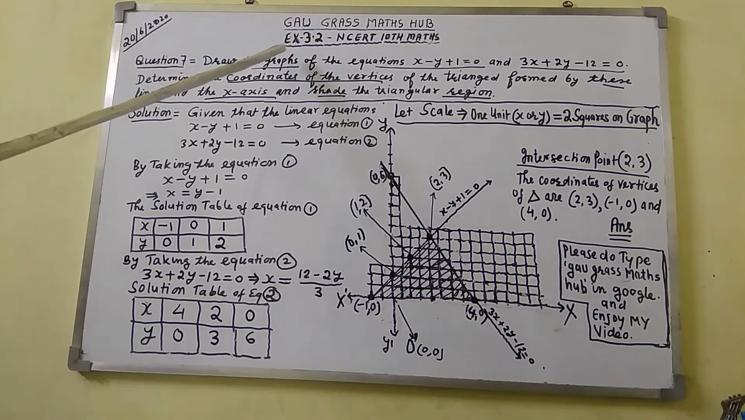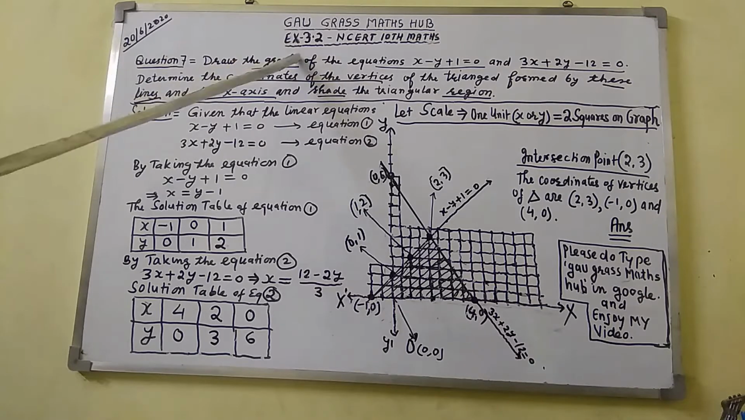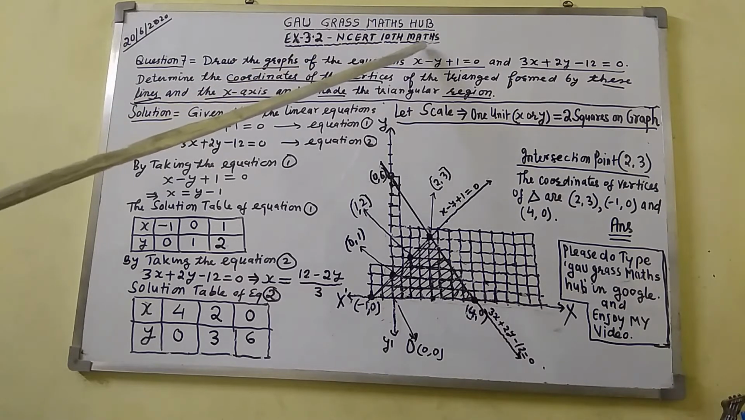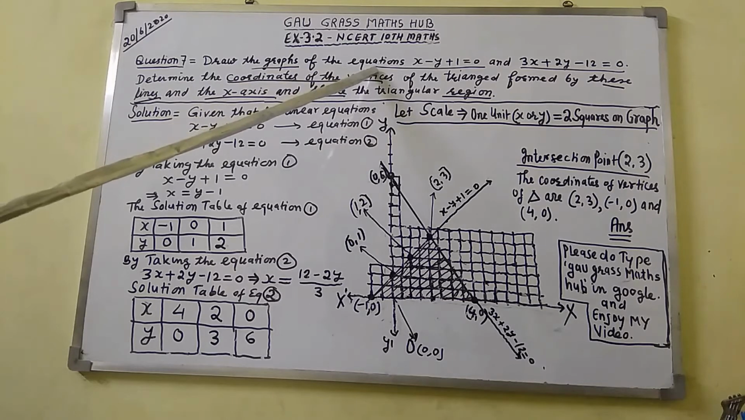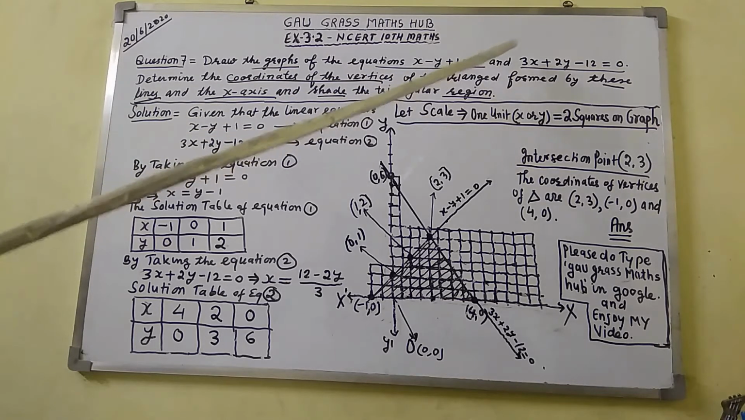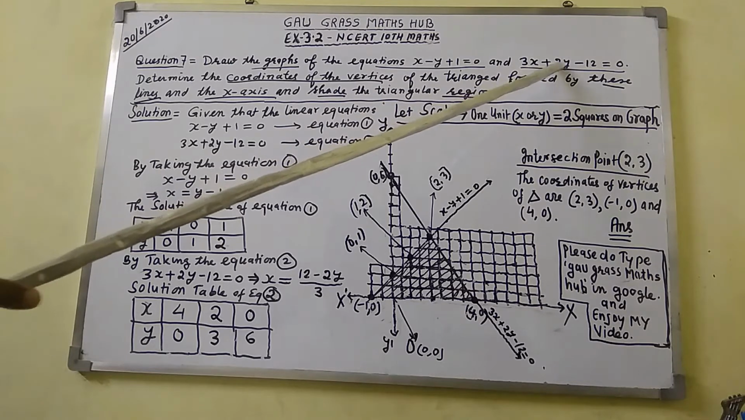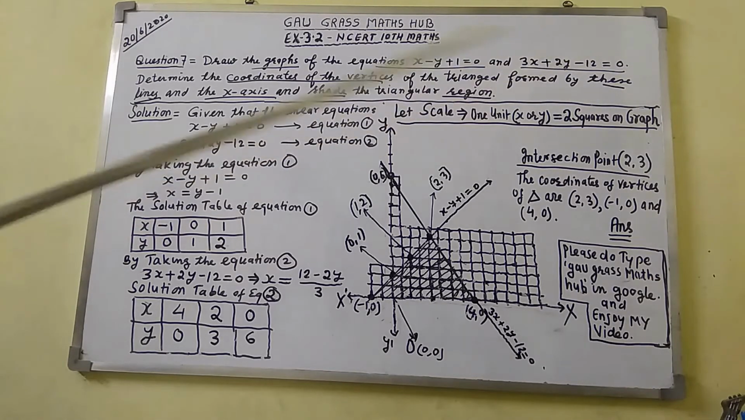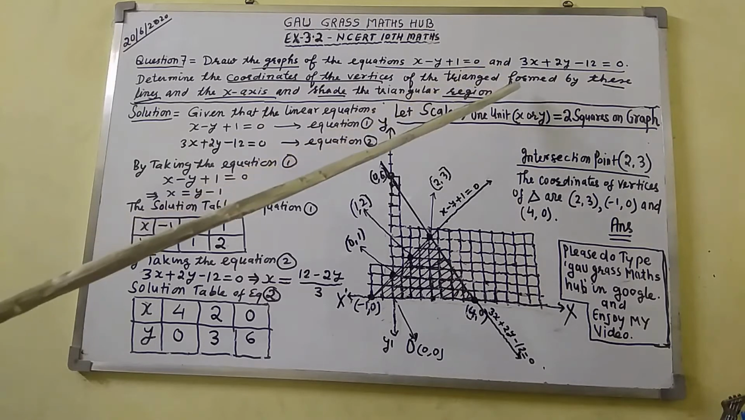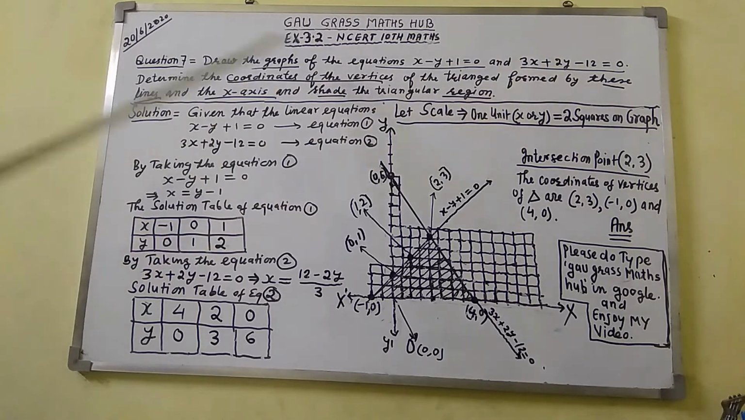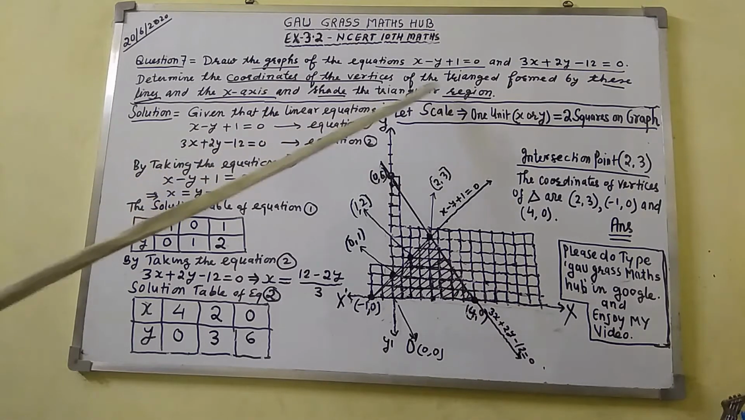Today I have taken one question from exercise 3.2, NCERT 10th Maths. Question number 7: Draw the graphs of the equations x minus y plus 1 equal to 0 and 3x plus 2y minus 12 equal to 0. Determine the coordinates of the vertices of the triangle formed by these lines and the x-axis, and shade the triangular region.